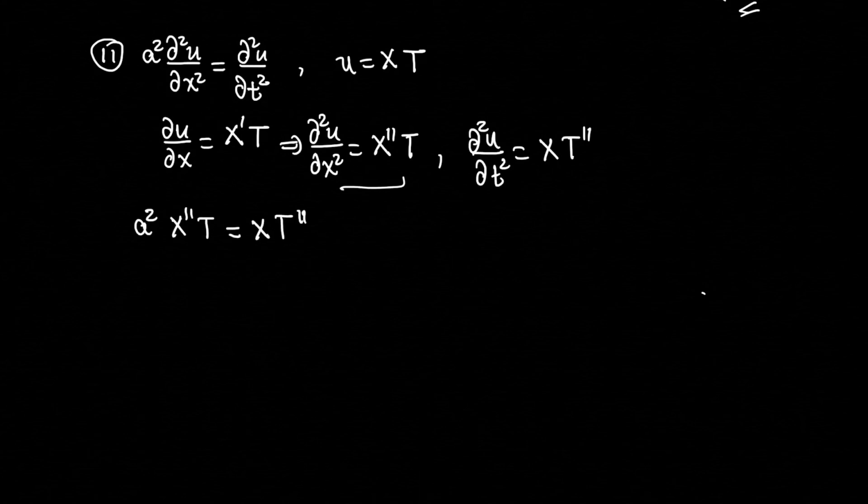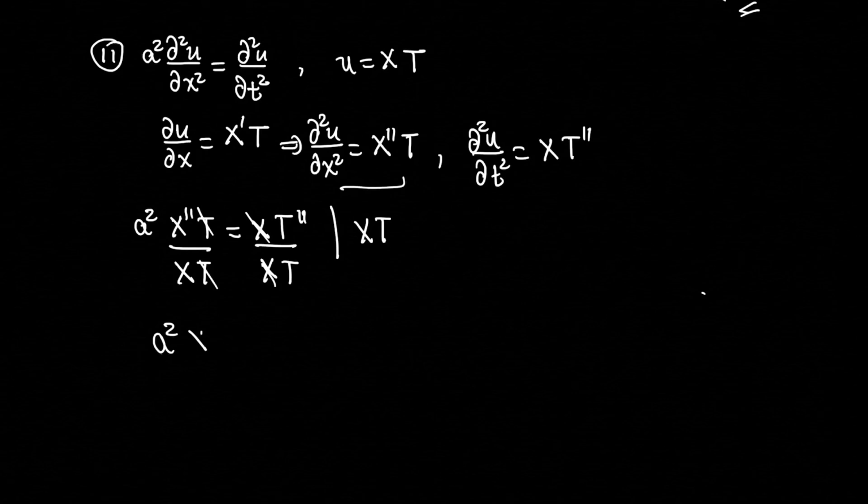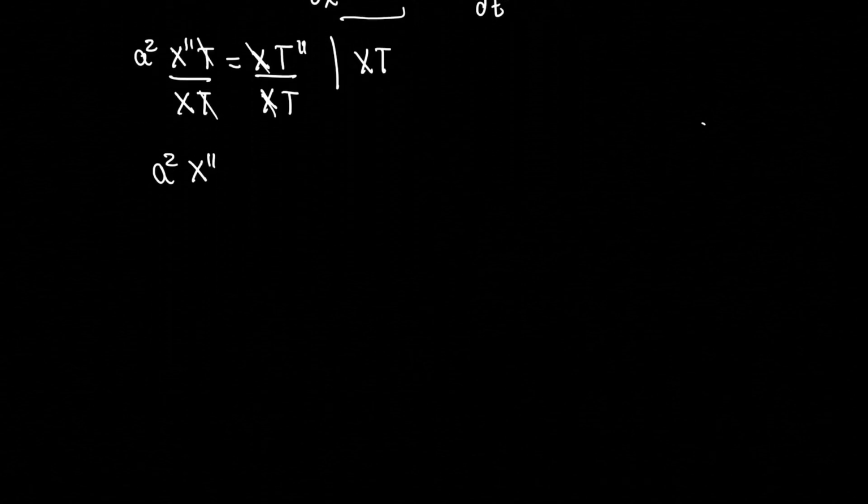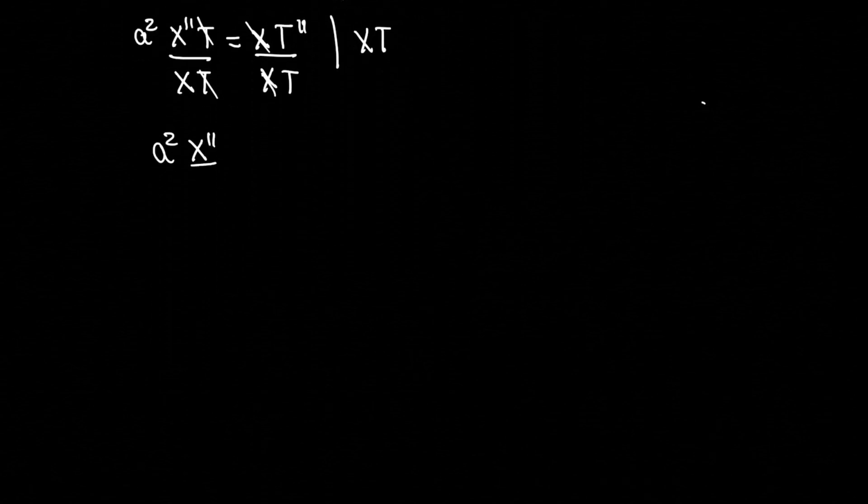Okay, then for to separate, I'm going to divide both sides by x t. Then I have x t, and I have x and then t. Okay, then t cancels and x cancels. So you have a squared x double prime divided by x equal to t double prime over t, like that.